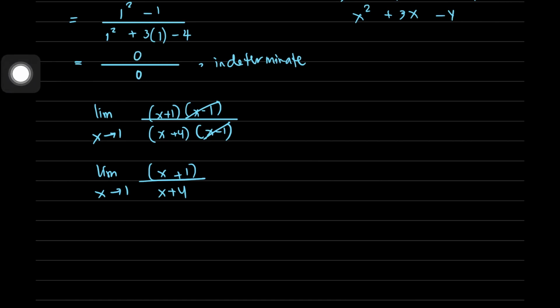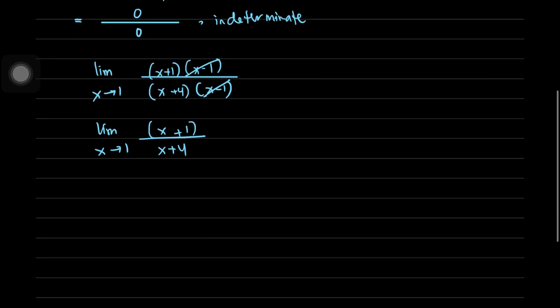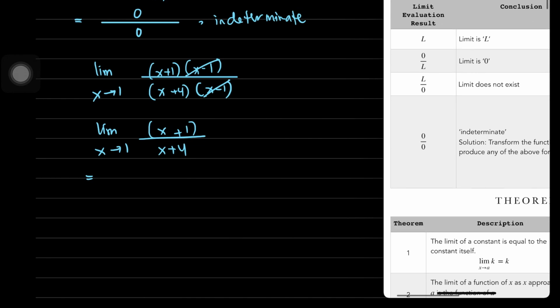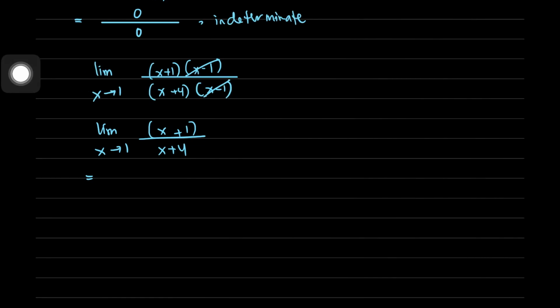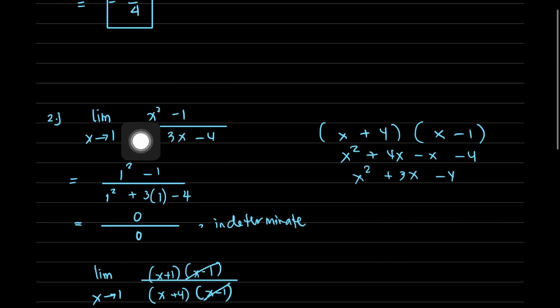We're going to transform it again. However, if we produced any of these results, then that would now be the limit. So the limit of x plus 1 over x plus 4 is now equal to 1 plus 1 all over 1 plus 4. So this would now be equal to 2 over 5. This would now be our answer. The limit of x squared minus 1 over x squared plus 3x minus 4 is now equal to 2 over 5.